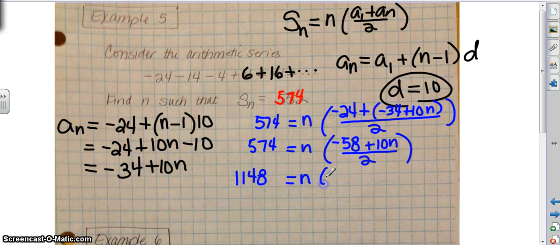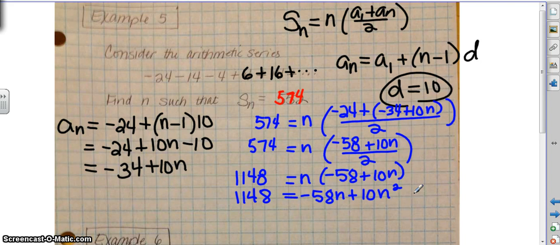is equal to n times the quantity negative 58 plus 10n. And I want to distribute the n. And when you're trying to solve a quadratic, one of the strategies is that you get 0 on one side, so that's what I'm going to do, and then use the quadratic formula. I'm not going to do the whole quadratic formula here. You remember it's x equals negative b plus or minus the square root of b squared minus 4ac all over 2a. End up with n is equal to 14.